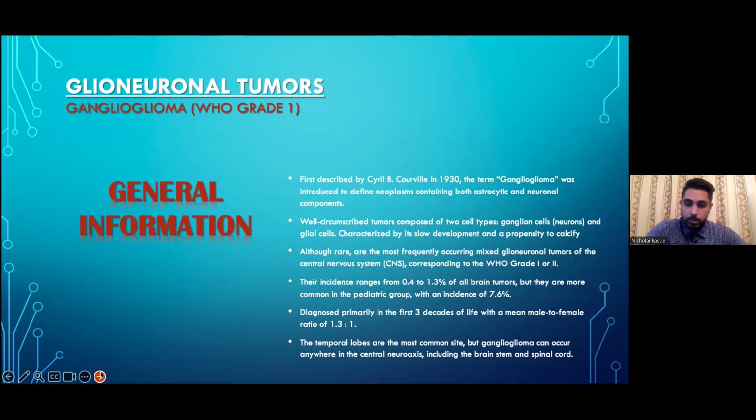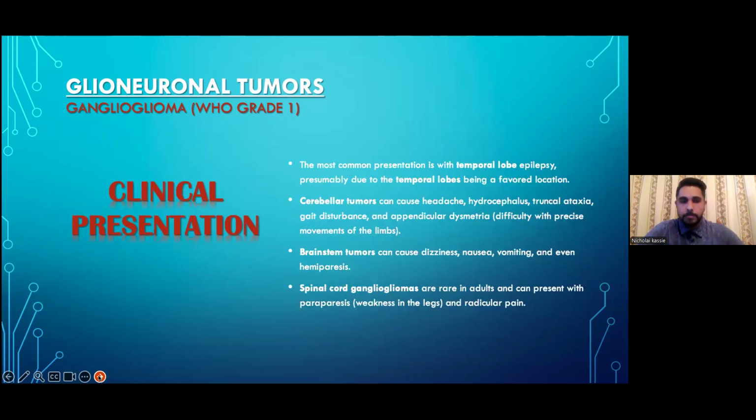The temporal lobes are known to be the most common site of these tumors, which can occur anywhere in the central neural axis, including the brain stem as well as the spinal cord. I'll go through briefly some clinical presentations of patients with these tumors.